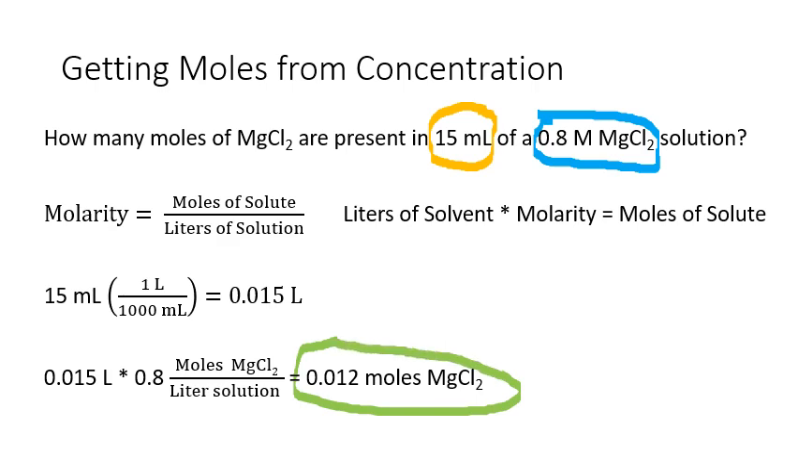So if you ever need to figure out what moles are present, as long as you know the concentration and the volume, you can do that. Or maybe you had to mix these two together, and now you need to know how much of the reagent you have present. There's 0.012 moles of that particular chemical present in that solution for the reaction to start.